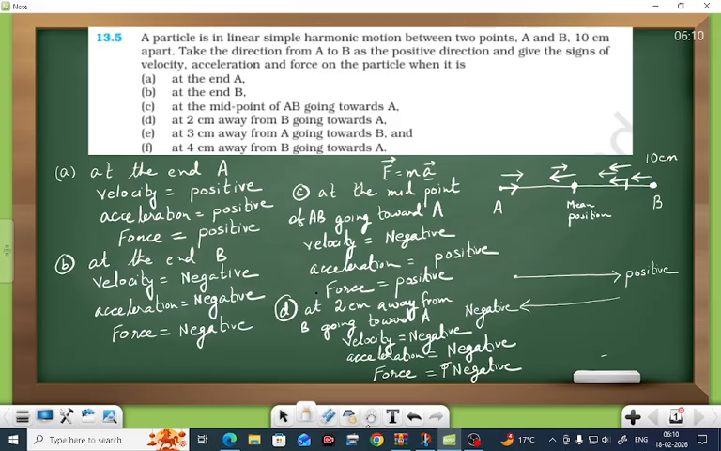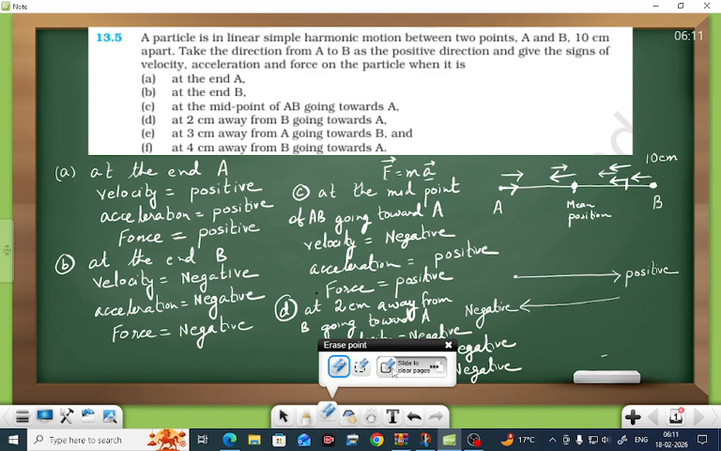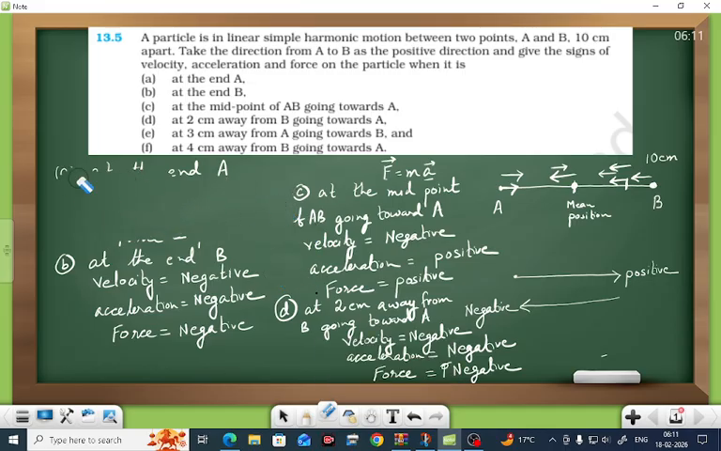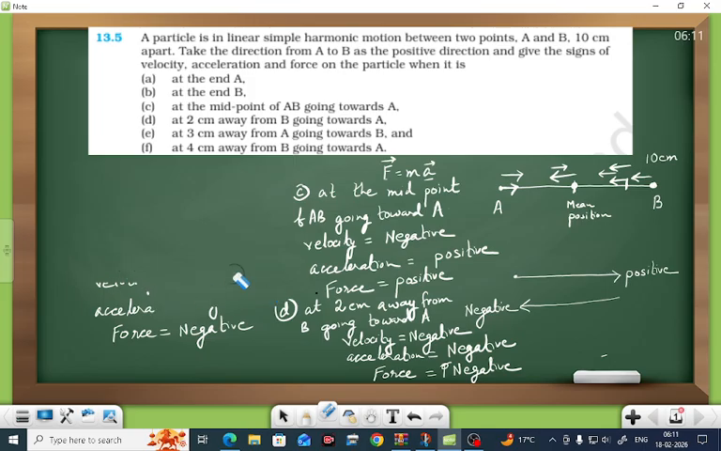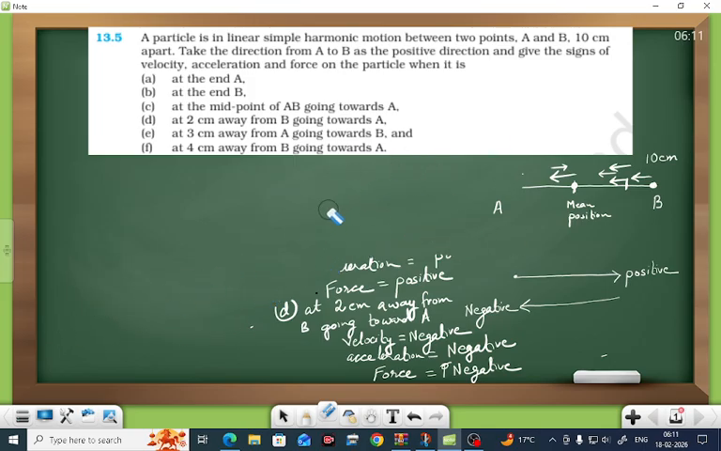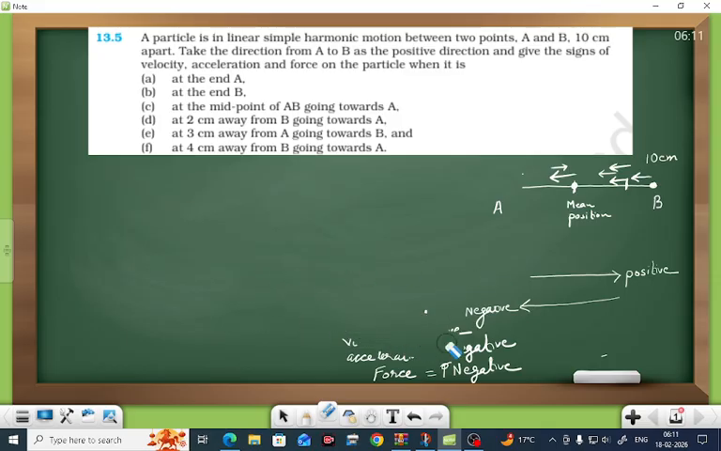Let us see what is given in question number E. Now let us see what is given in question number E. The question number E is given at 3 cm away, at 3 cm away, right?